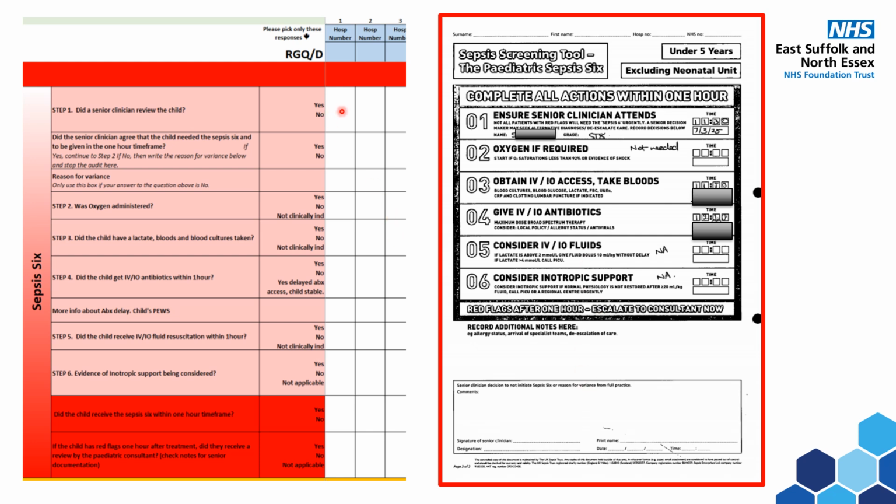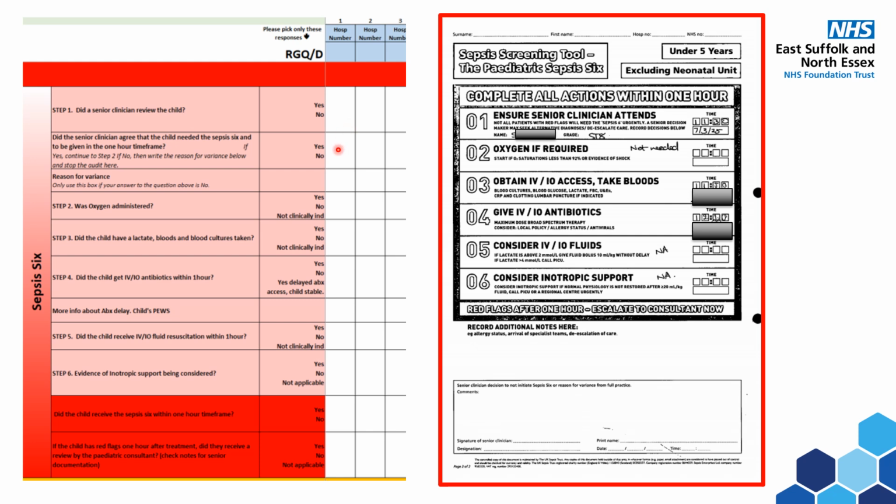Okay. So next question is, you then want to know, when the senior clinician came, did they agree that the child needed this Sepsis 6 to be given, or do they think there's another reason why the child is looking unwell? So if they did agree that they needed the Sepsis 6, then you write yes. So this child, you can see that they did because they continued on with the treatment. So I'm going to write yes here, and then I'm going to carry on with the next steps.